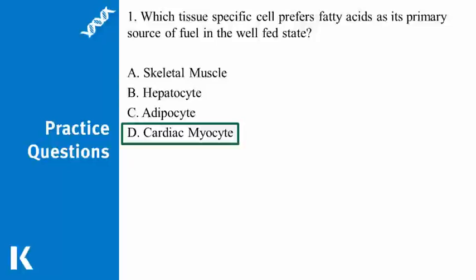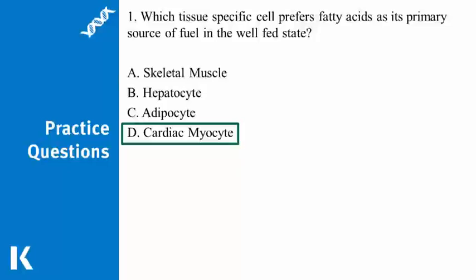A is incorrect because skeletal muscle utilizes glucose in the resting state, as well as muscle glycogen. It is correct that skeletal muscle uses fatty acids as a fuel source. However, it does so during prolonged moderate exercise or in the fasting state, not in the well-fed state. B is incorrect because hepatocytes utilize glucose and amino acids during the well-fed state, though they too can use fatty acids during the fasting state.